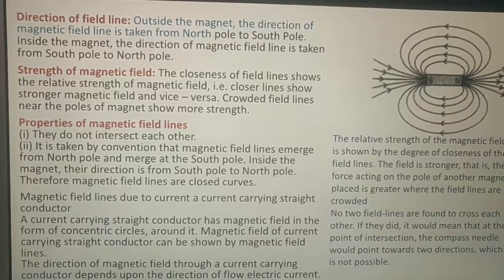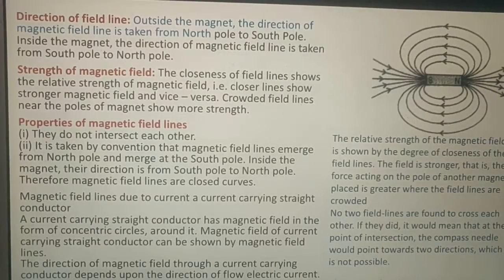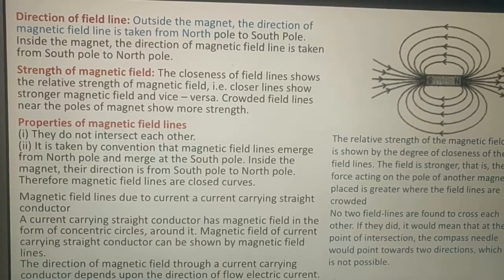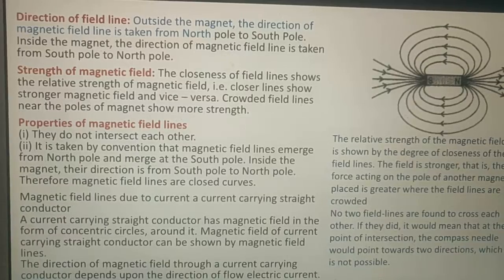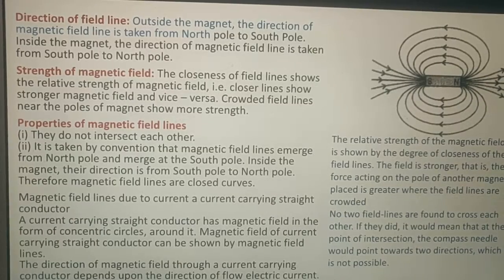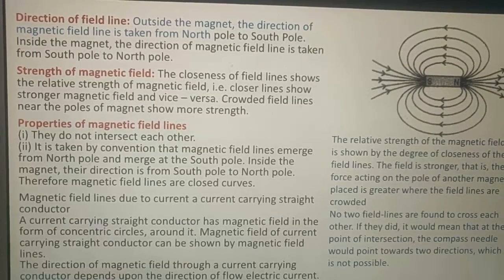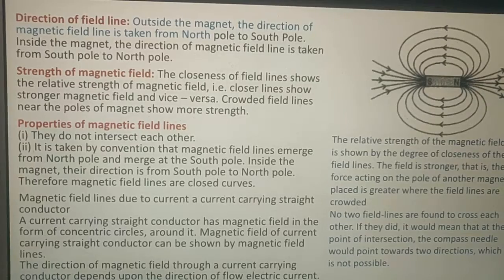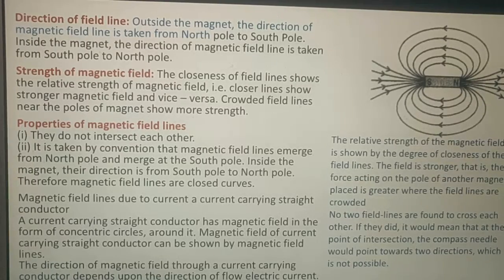Properties of magnetic field lines. They do not intersect each other. It is taken by convention that magnetic field lines emerge from the North Pole and merge at the South Pole, while inside the magnet their direction is from South Pole to North Pole. Therefore, magnetic field lines are closed curves.